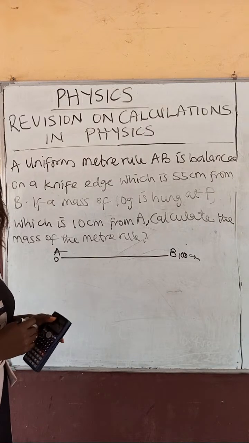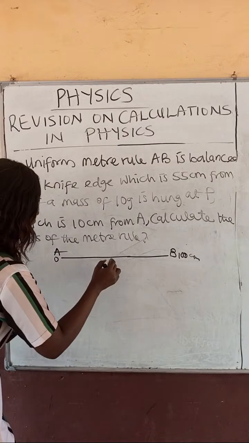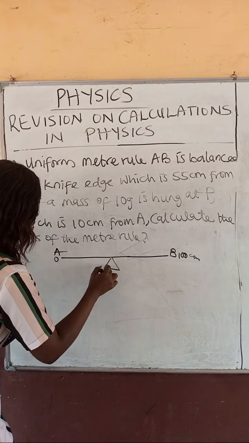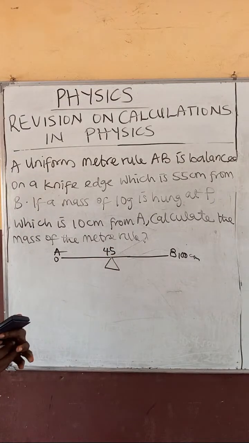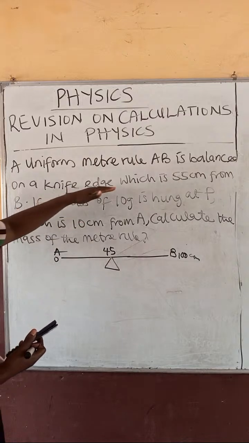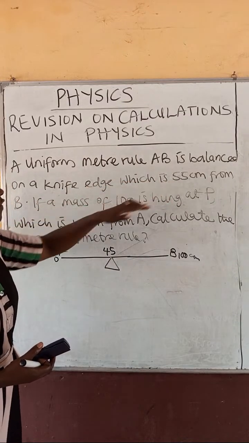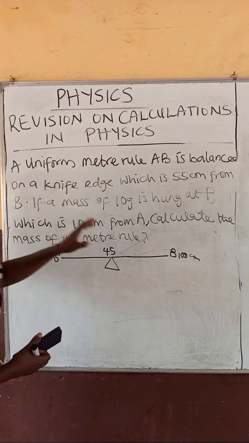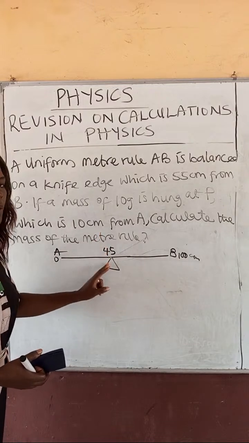Okay? So what do I have? I have 45, right? So I'm going to place the knife edge at where? Here, which is the 45 cm mark. I don't know if you understand what I just explained. It is balanced on a knife edge, which is 55 cm from B. So this is 100. 55 cm from this is going to be placed as well, 45.